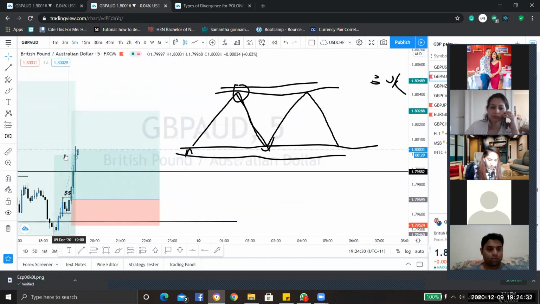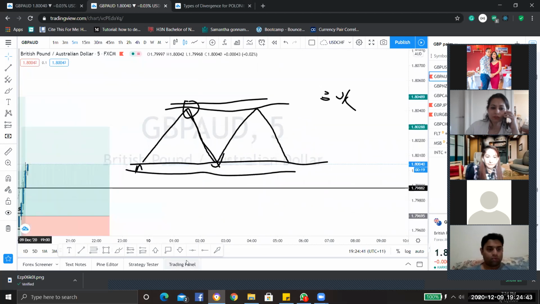Okay, so at this point, people will close their buy and sell in here. And again, the same thing happens. When the price hits this zone, people again begin to buy. And here what comes, okay, then there is one person.